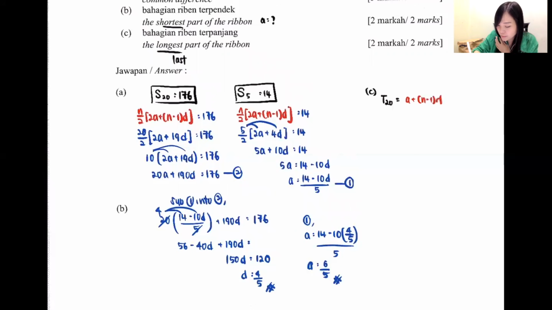The TN formula for AP, isn't it look like this? All I need to do is sub. Just now I already get my A as 6 over 5. My N is 20, 20 minus 1 is 19. And my D will be 4 over 5. So all I need to do is press the calculator to get the answer. I guess getting 16.4 cm. Decimal also can, fraction also can. Just like that. Done.